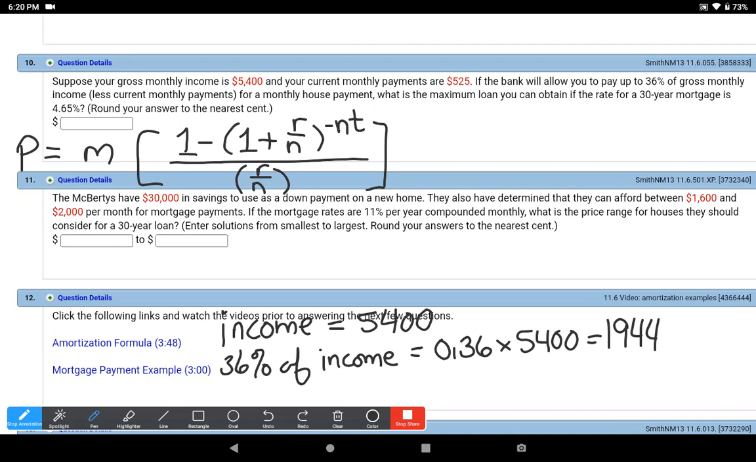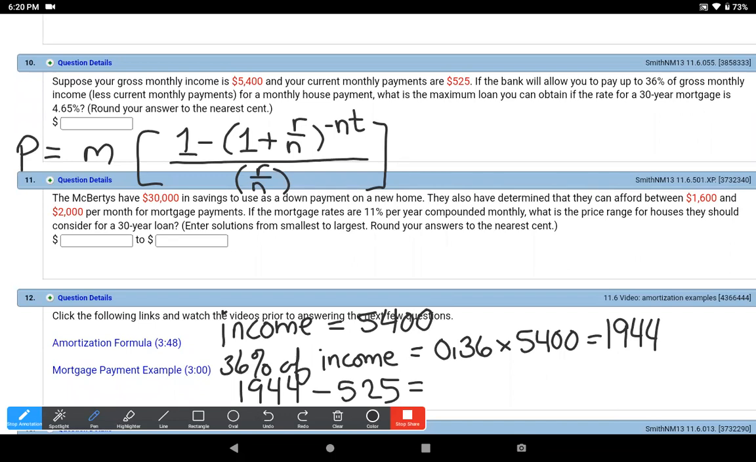So the bank is saying you can spend up to 36% of your income on housing, but you're also already paying 525. So you have to consider that. And so you can't use a whole 1,944 for this house payment because you have to consider the 525, right? So we can take 36% of our income less the current monthly payments to pay for the house, right?